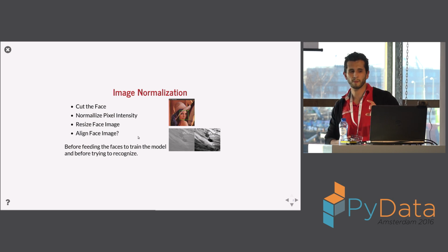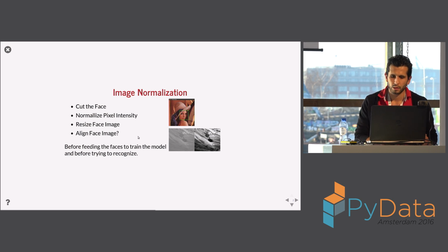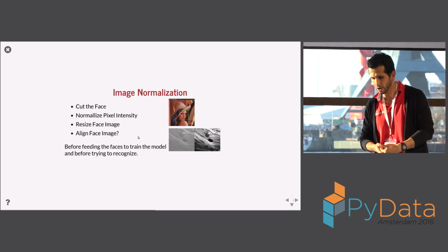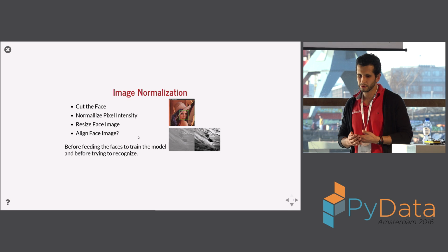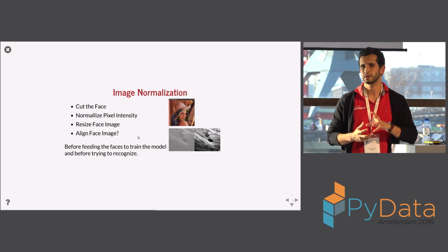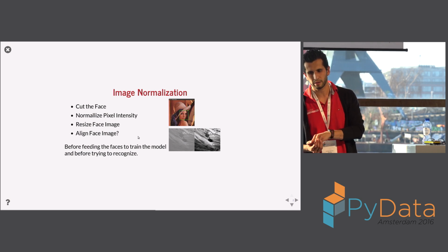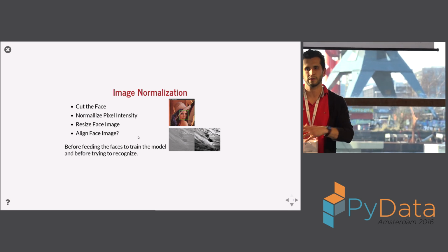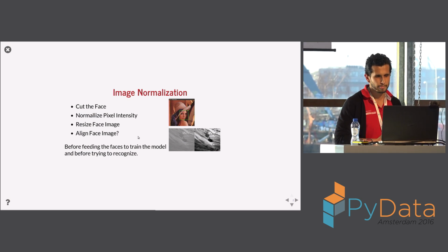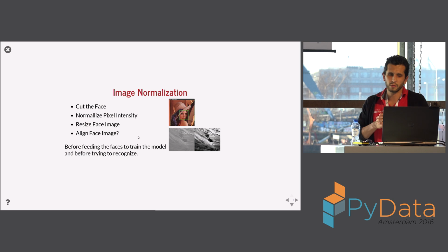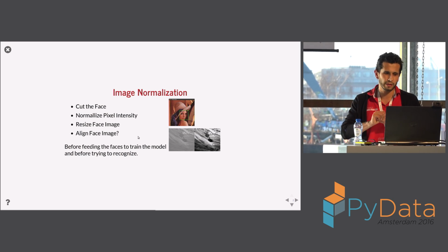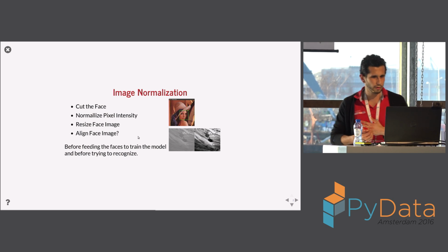This is basically when you want to capture faces and then send them to your machine learning algorithm. Basically the best thing that you can do is to try to normalize your images, the images that you are going to train it with, and then use the same image normalization for the faces that you're trying to recognize. Then it will make your algorithm much better. OK, so here we're going to cut the face, normalize the pixel intensity, and then resize the face image also.